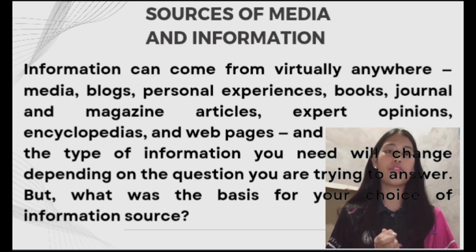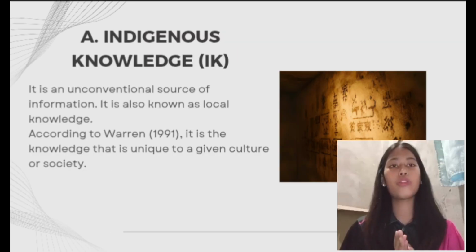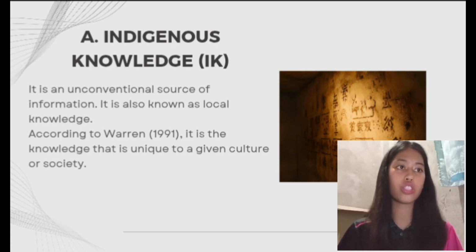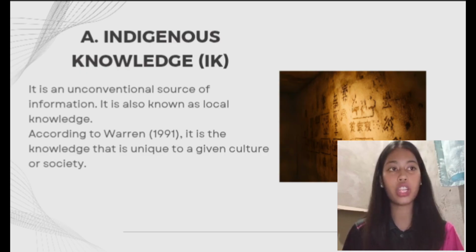Sources of media and information. Information can come from many places like books, the media, internet, and our own experiences. We choose the source based on what kind of information we need. So the first example of the sources of media and information is indigenous knowledge. Indigenous knowledge is a knowledge of a community passed down from elders to the younger generation. It comes from their culture, traditions, and daily life.